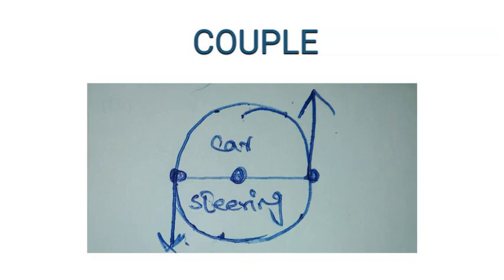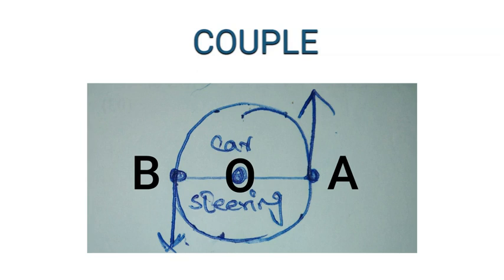Let us have an example of a car steering. We have three different points as shown on your screens. The point A where the force is acting in the upward direction, and the second point is point B where the force is acting in the downward direction. And there is a point O in between A and B, that is the pivot of the car steering, also known as the axis of rotation.